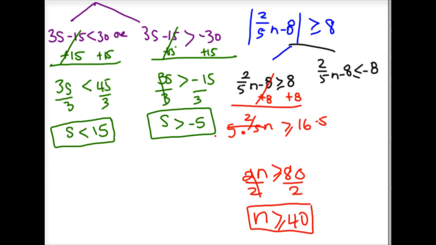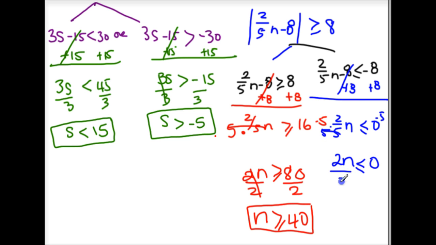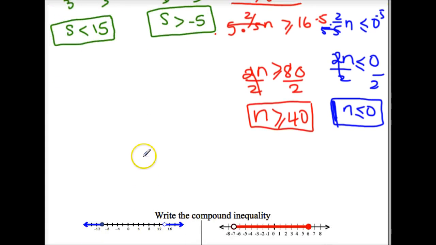What about my second answer choice? Let's see what's going on here. Add 8 on both sides. This cancels, and I'm left with 2 over 5 n is less than or equal to 0. Times 5 on both sides. This cancels. 2n is less than or equal to 0. Divide by 2 on both sides. 0 divided by 2 is 0. It's not undefined. So my second answer will be n is less than or equal to 0. Okay? So there we go.